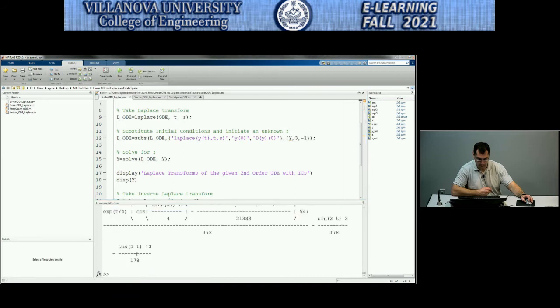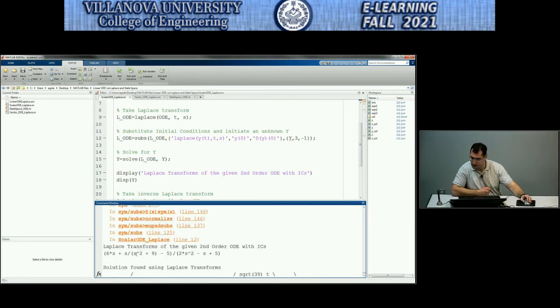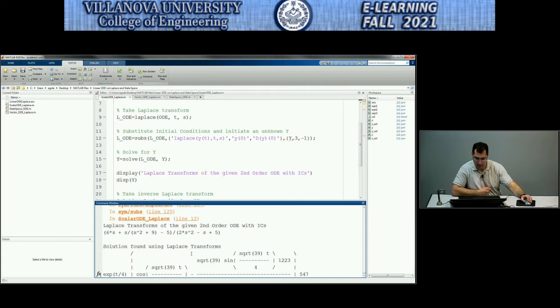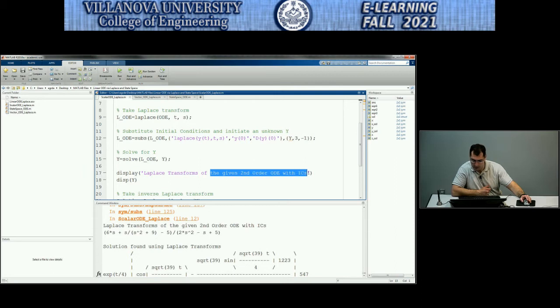Okay. So here it is. First of all, y of s is given here, and I point out that this is the Laplace transform of the given second order equation. So this is y of s. I should probably replace this. So Laplace transform of, how about I say y of t.